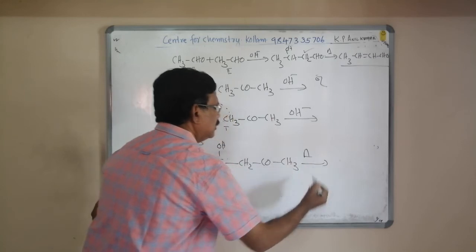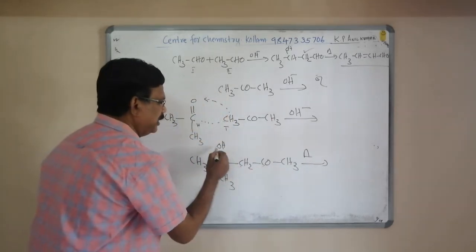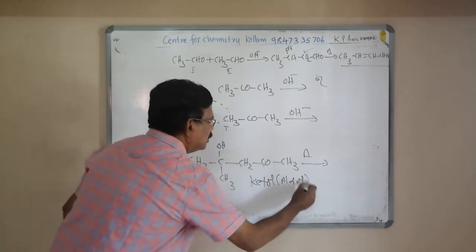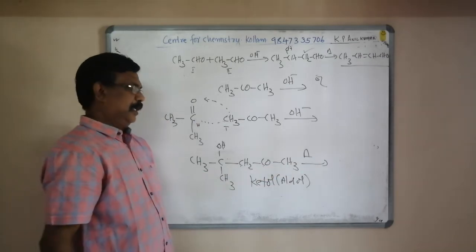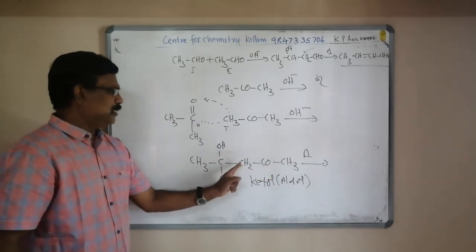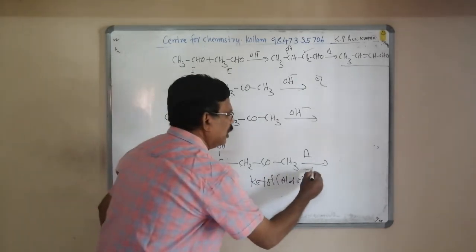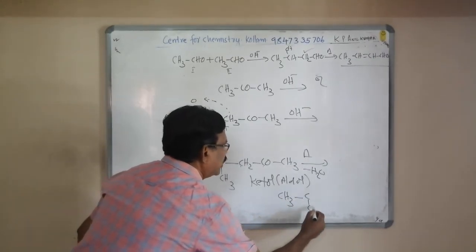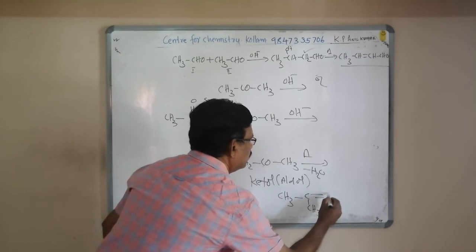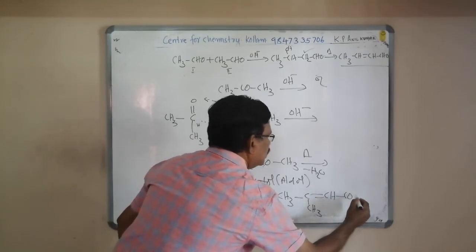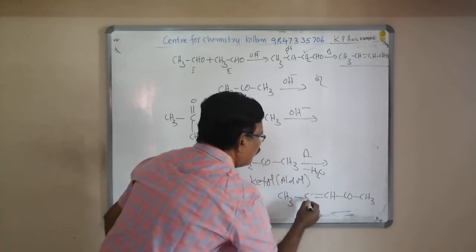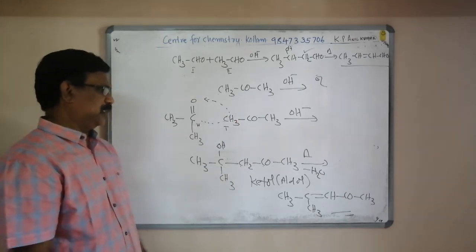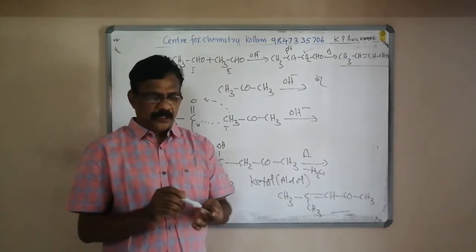On warming, the functional group alpha beta, the beta hydroxy ketone, simply we can say aldol. Ketones are also nowadays called aldol. On warming, with this alpha and this beta, it loses a molecule of water, minus H2O, and produces an alpha beta unsaturated ketone, CH3-C(CH3)=CH-CO-CH3, the alpha beta unsaturated ketone in the case of acetone. This is the aldol condensation reaction. Okay, thank you.